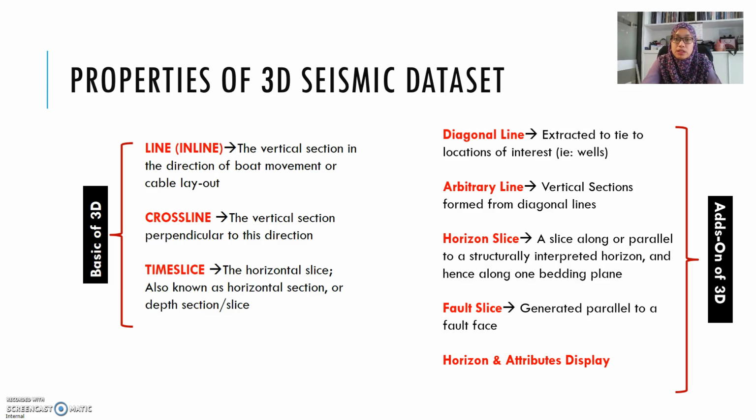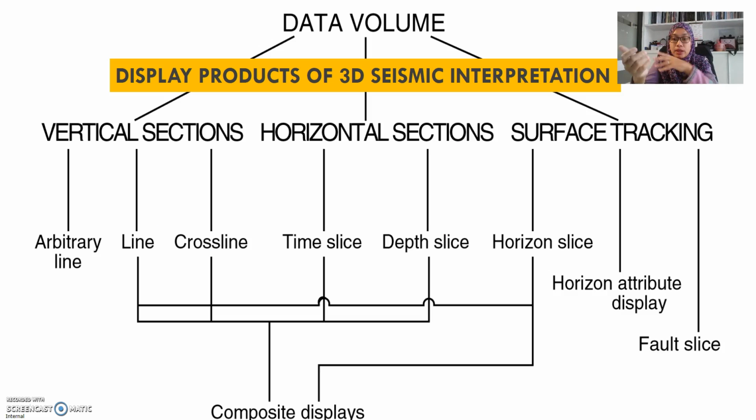This diagonal line and arbitrary line is very important, because if you have a few wells in your 3D data set, then you can use them to connect between your three different well locations, and then you can produce an imaginary line to see what the subsurface is like connecting these three wells.